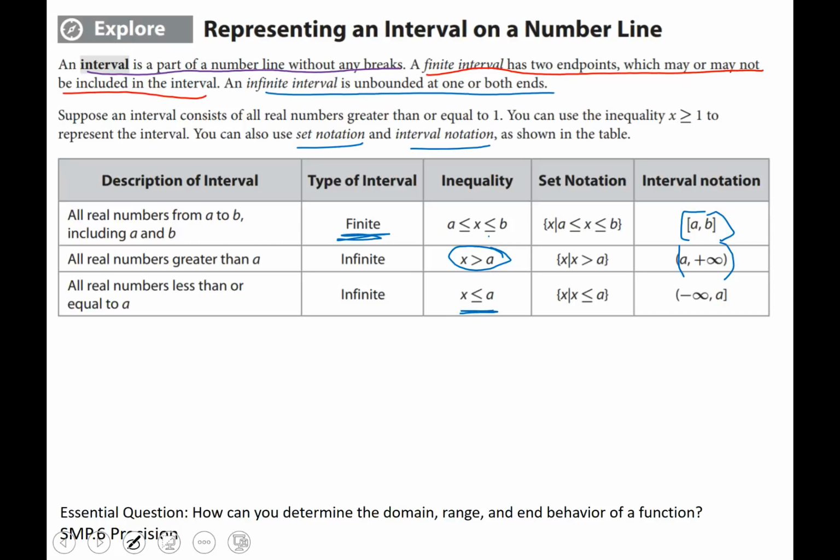The x bar with the less than or equal to in the curly brackets. And then it's starting at infinity. So the parentheses starts at infinity, and then it's less than or equal to. The equal to indicates that we've got a bracket instead of a parentheses.